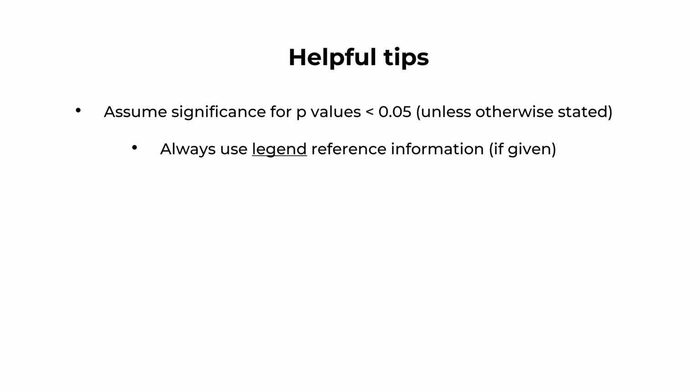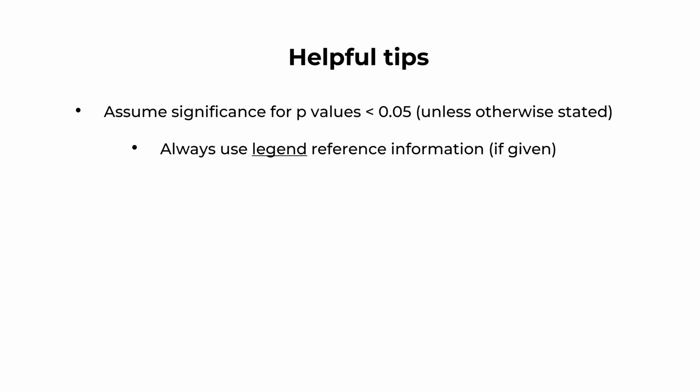So again, assume significance for p-values is set at 0.05 unless otherwise stated, so that if you see something less than that, whether exactly 0.05 or just below 0.05 or way below 0.05, that's the level that you're using. If it's above that, you know that's not going to be significant, and if it's below that, you know that it is significant.